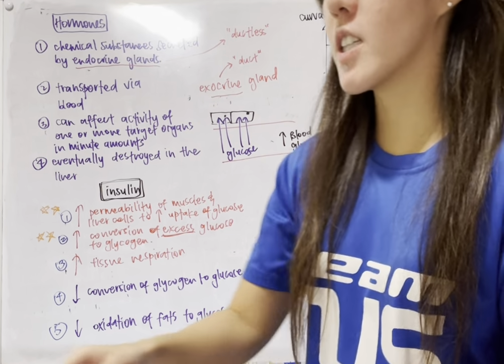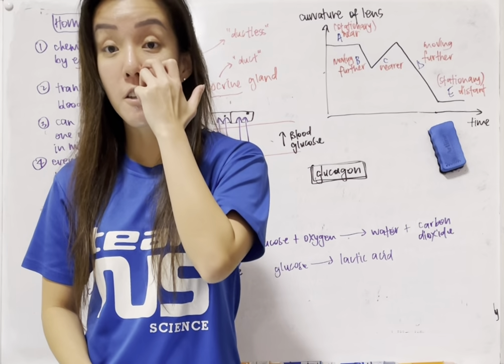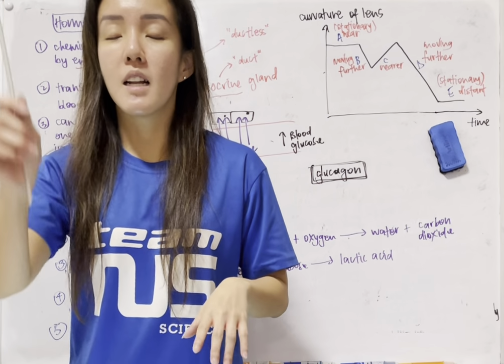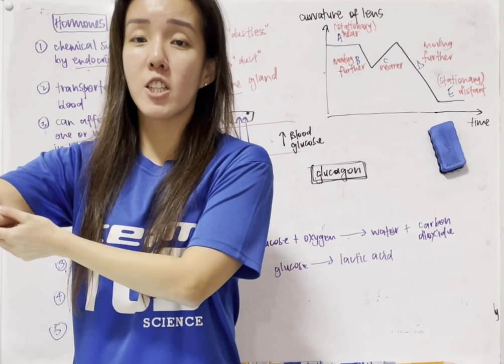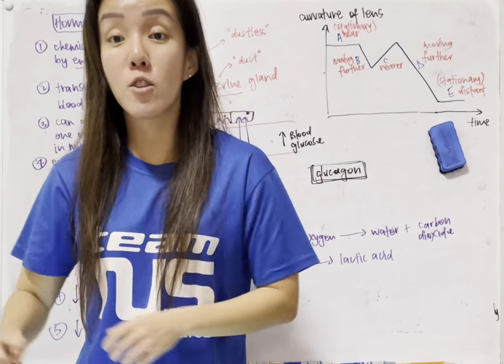Increase oxidation of... Do you want increase or decrease? Increase. Increase tissue respiration. Anything else? Decrease what? The backward. Decrease glycogen breakdown. Decrease what again? Glycogen breakdown. Last one. Decrease oxidation of fat into glucose. Yes. Okay.